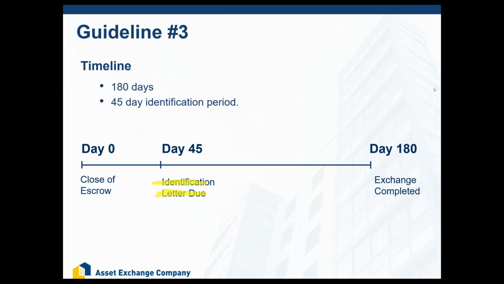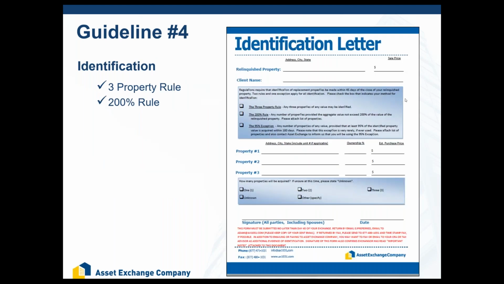And guess what, ladies and gentlemen? You can't go to the MLS and print out a list of 2,000 properties in San Diego and say, hey, I'm going to just buy something in San Diego. It's going to be one of these because this is what's on the market, right? It doesn't work like that, all right? The government gives you rules for how to fill out your identification letter. There are 2 options to filling out this letter over here.